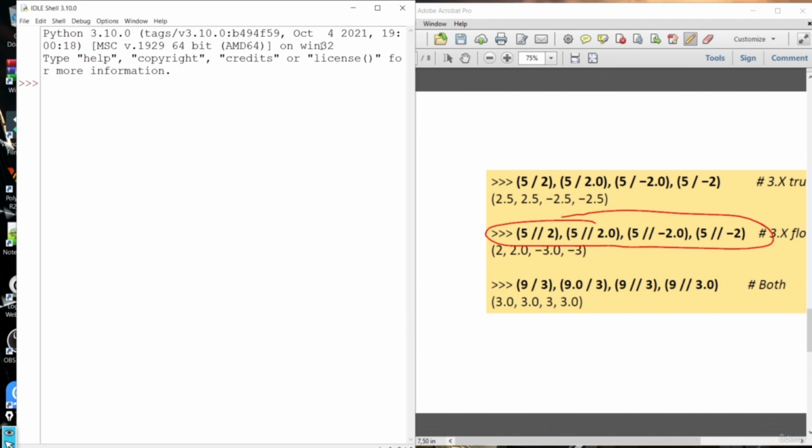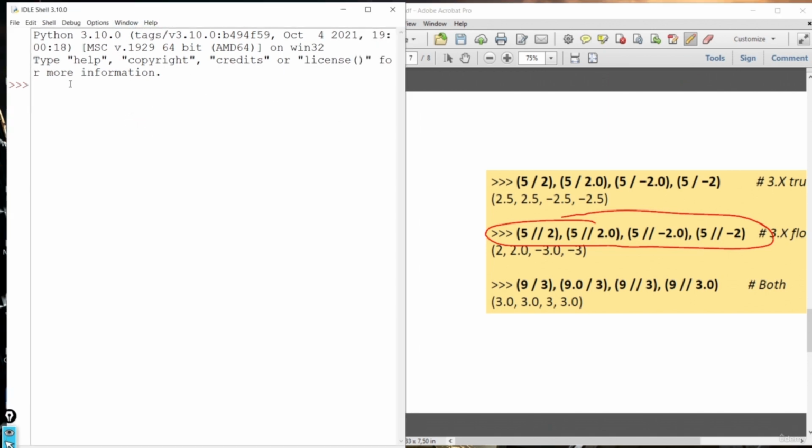Okay, on the left hand side, let me type the commas. 5/2. The result is 2. 5/2.0. The result is 2.0. That is floating point number. 5/-2.0. The result is -3, and 5/-2. The result is -3. We can write these divisions on the same line, separating them by commas like this.